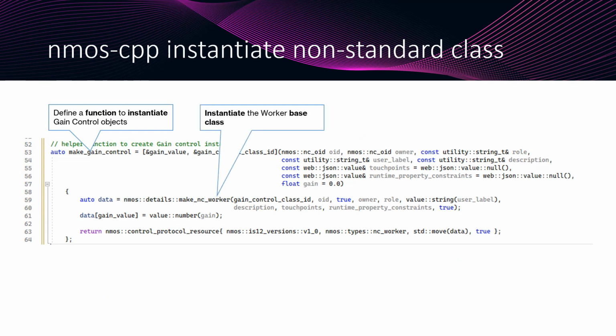Within this function, we first instantiate the worker base class and then instantiate the class properties. This is a simple example, but in the codebase, there are many examples of defining and instantiating different types of non-standard classes and data types. This is in addition to the helper functions for instantiating all the standard classes and standard data types.